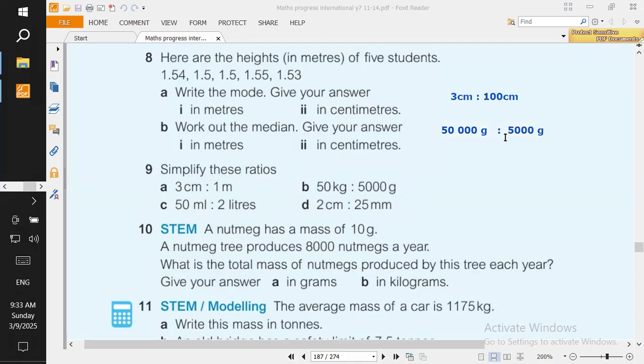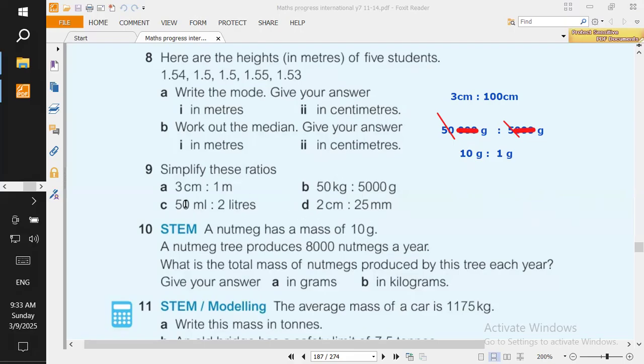Now, after doing this, I'm going to divide them as much as possible or simplify them as much as possible. I can remove the zeros together. 3 zeros will be removed with 3 zeros. And then I have 50 and 5. I'm going to divide them by 5. Divide by 5 is going to be 10. Divide by 5 is going to be 1. So 10 grams and 1 gram. And this is the simplest ratio that we have here.